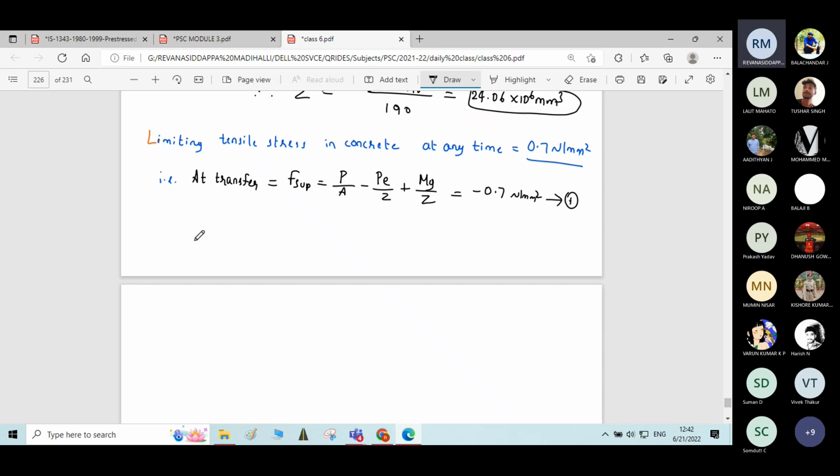Okay. At service condition, we will write F inferior is equal to P by A plus PE by Z minus Mg by Z minus Mq by Z is equal to minus 0.7 Newton per mm square. Call this equation number 2.